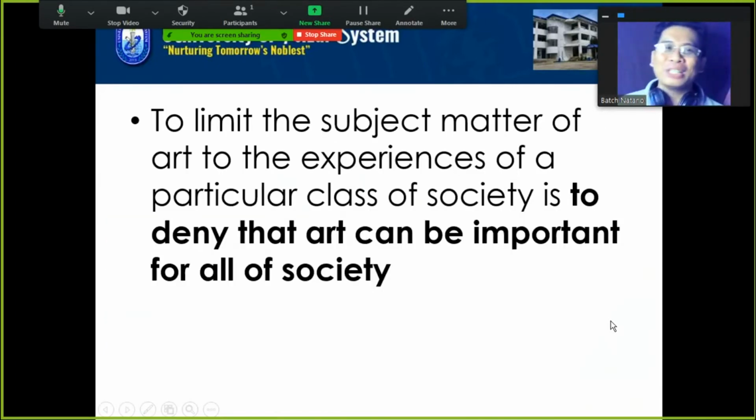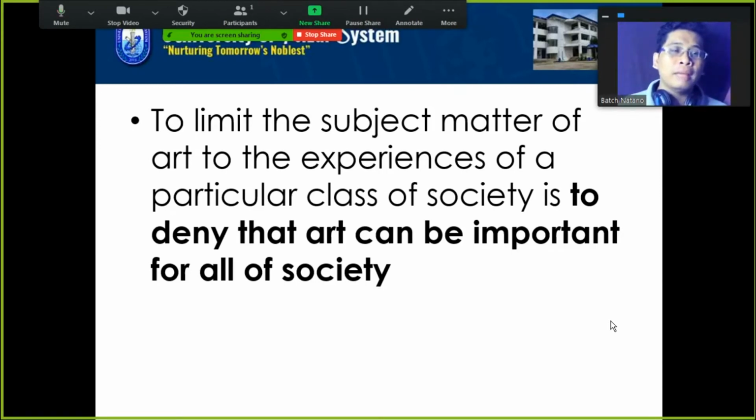To limit the subject matter of art to the experiences of a particular class of society is to deny that art can be important for all of society. Tolstoy said there should be no separation. Any form of art can be attributed to anyone; whether you are poor or rich, you can still be exposed to art.